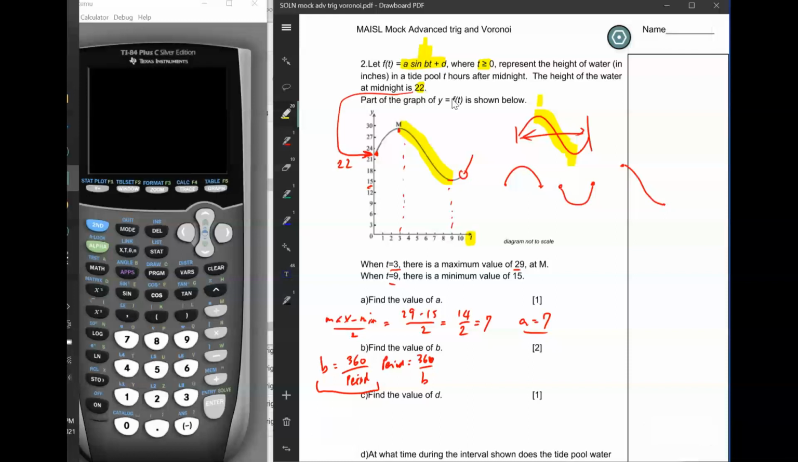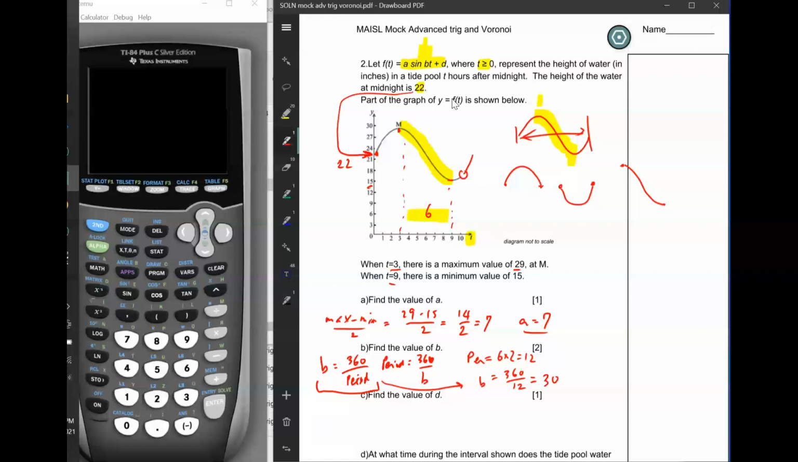We can see that this point M is at t equals 3, and the minimum value is at t equals 9. So this width is 9 minus 3, which is 6. We just need to double that, and that'll give us the period. So the period is 6 times 2, which is 12. Since our period is 12, we're going to use this formula. B is equal to 360 divided by 12, which, if we put that in the calculator, is 30. So the B value is 30.